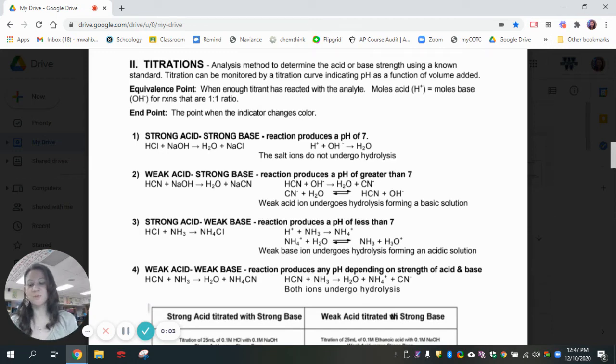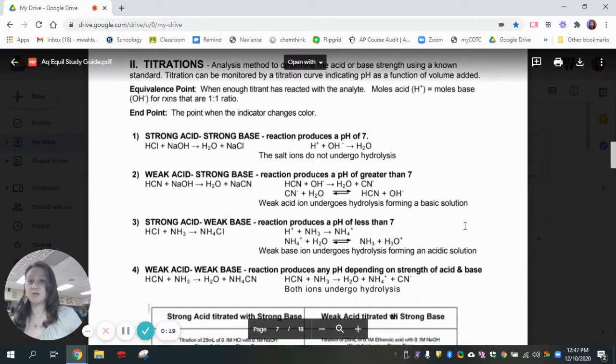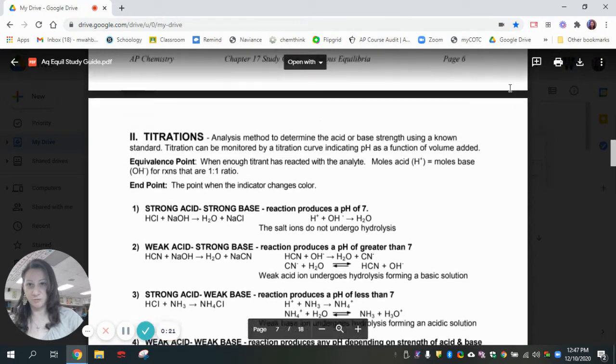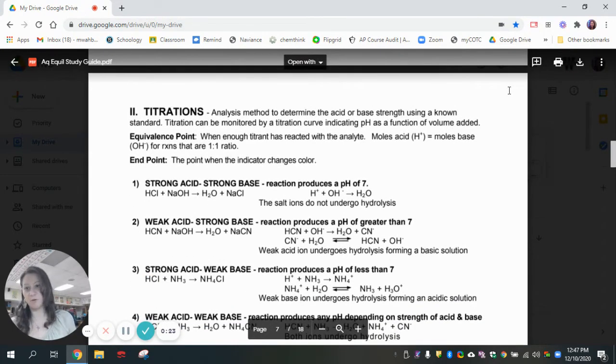Hello. So we are continuing chapter 17, which is aqueous equilibria, and it is divided into three parts. The first part was buffers, the second part is titrations, and the third part is Ksp. Today we're going to start part 2, which is titrations. And titrations are actually linked to buffers. So let's talk about what a titration is and how it links to buffers.